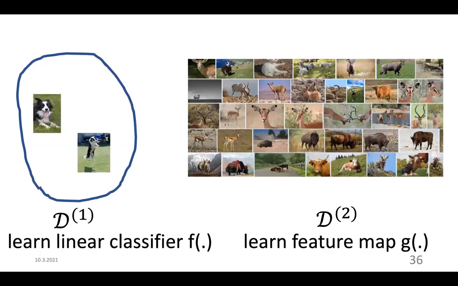So we first train this feature map using some unsupervised machine learning method on this large image database, for example showing animals, but not specifically the animal that I'm interested in, which is a border collie. So we use this big database to first learn a feature map that extracts relevant features of an image that shows animals.